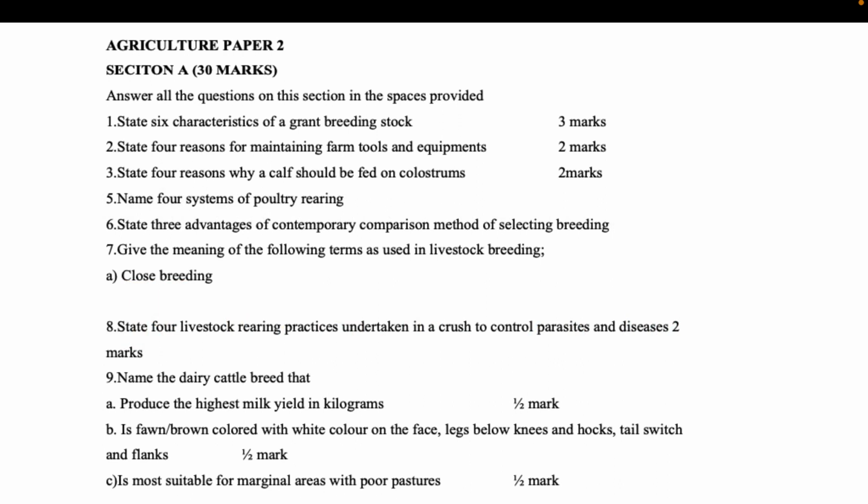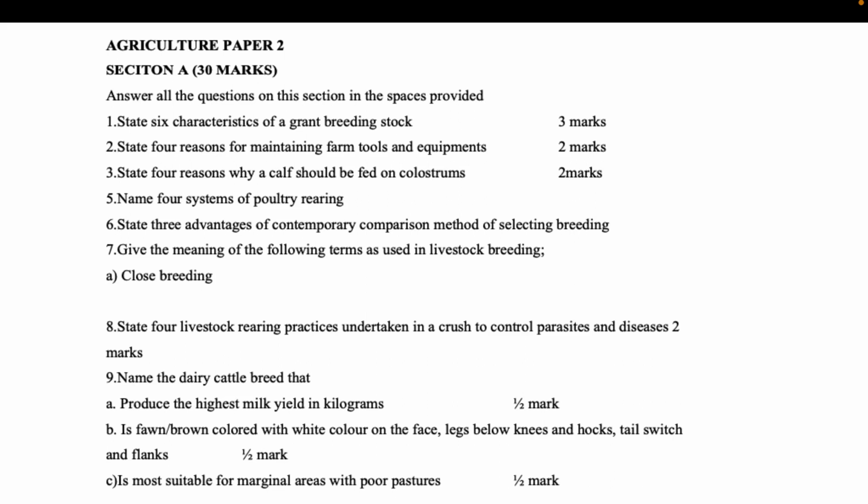2. State 4 reasons for maintaining farm tools and equipment. 2 marks. 3. State 4 reasons why a calf should be fed on colostrum. 2 marks. 5. Name 4 systems of poultry rearing. 6. State 3 advantages of the contemporary comparison method of selecting breeding stock.